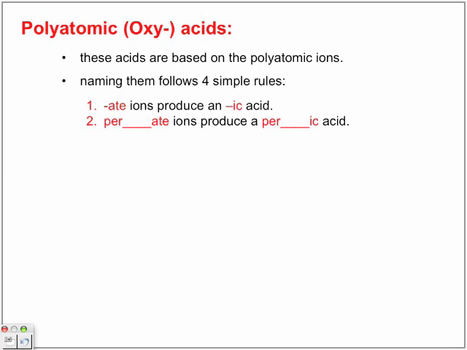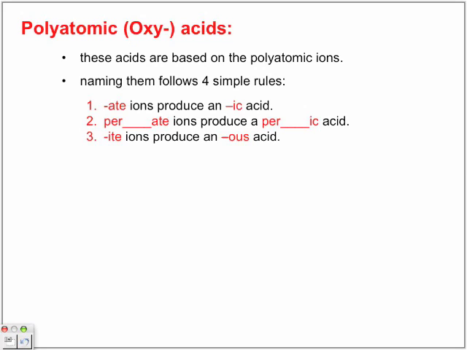Another one is if we're using the per-ATE ion. What does that mean if we have the per-ATE polyatomic? One more oxygen. Exactly. We've added an oxygen to the original polyatomic. Now the name keeps the per, but we continue with the IC acid, and we put whatever polyatomic name in that blank.